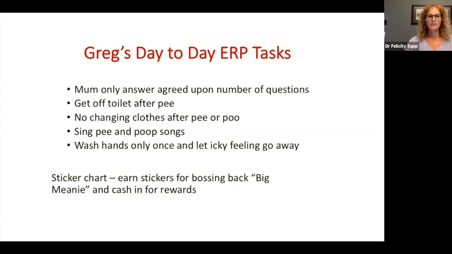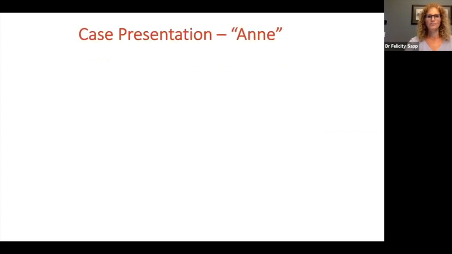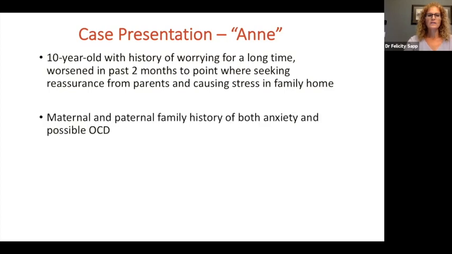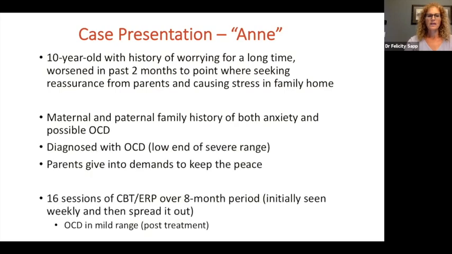Okay, now I think I have one more person, which is Anne. Okay, so Anne was a 10-year-old, and she had been worrying for a while, but in the past 2 months, she was just getting all this reassurance from her parents, and it was causing a lot of stress in the family home. There was a family history on both mom and dad's side. And when I saw her, she was diagnosed in the low end of the severe range, and parents were really involved in just keeping the peace and giving in.